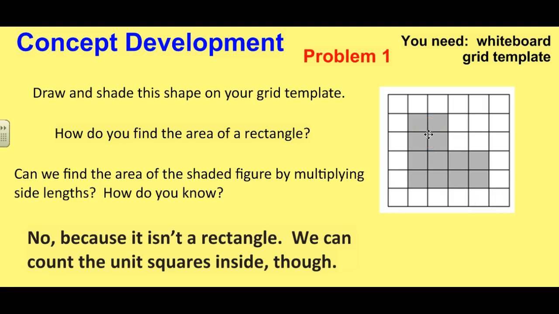So when you're looking at this shape just as a whole, it's not exactly a rectangle. If I were to draw a line, probably right here, or even right here, I could break it up into 2 different shapes and that would help me find the area. So the only way to find the area of this shape is just by counting the unit squares inside. We wouldn't be able to multiply the side lengths to find the area of this shape.